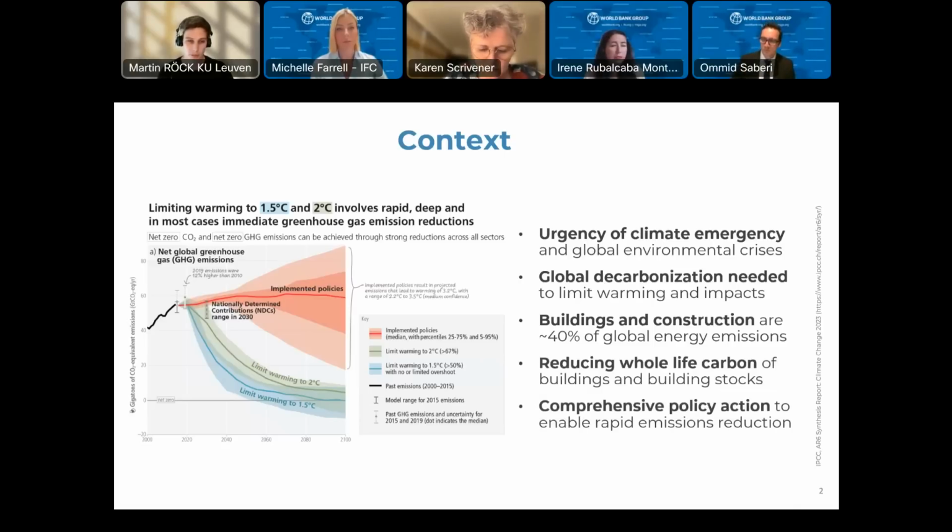For this to happen, we really need to see comprehensive policy action to really enable this rapid emission reduction. And that's the kind of interface that my work also happens in, at the science to policy interface. I really try to leverage the methods for life cycle assessment of buildings in a policy context to really inform decision making there.